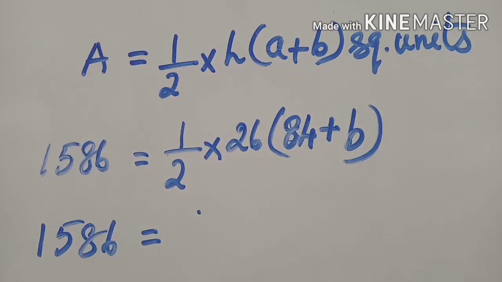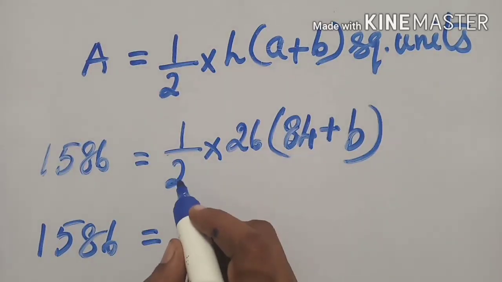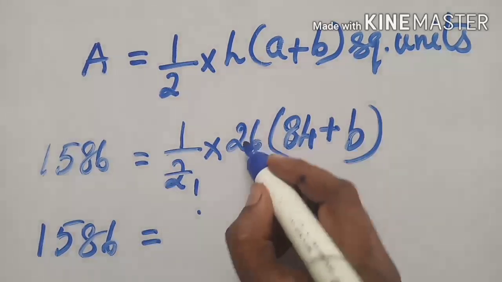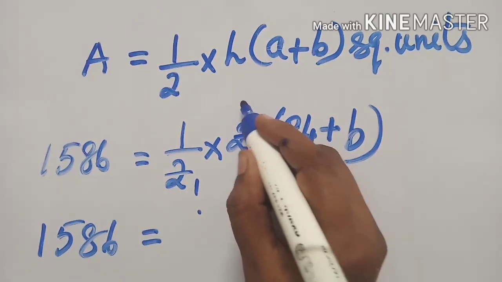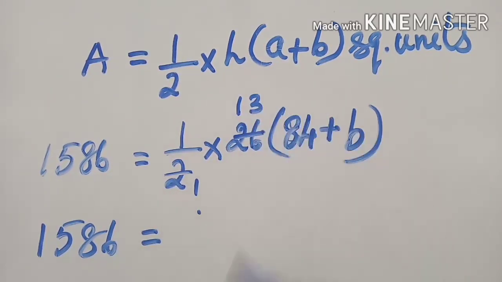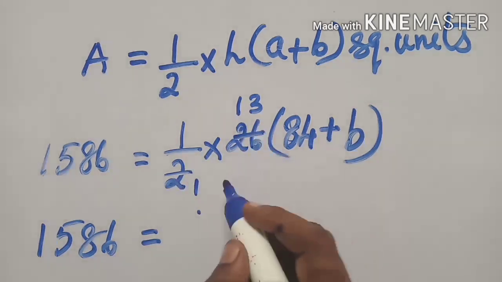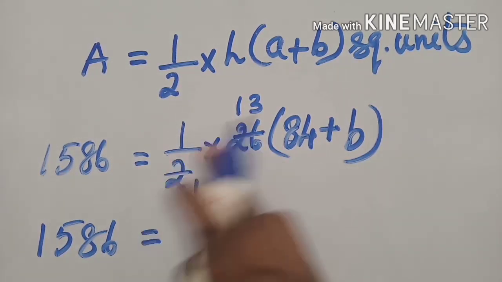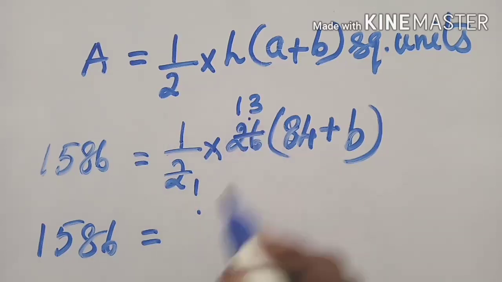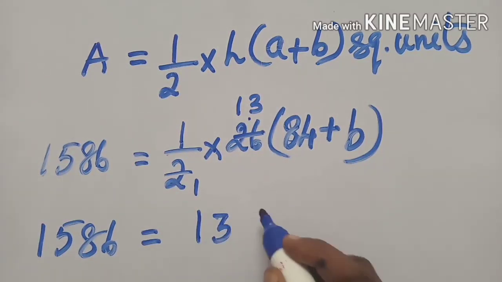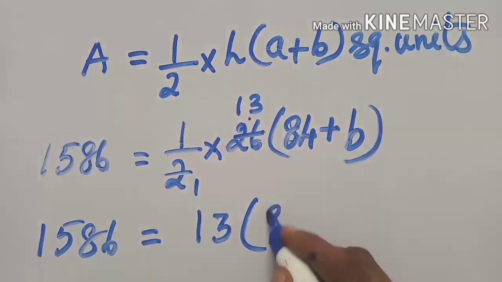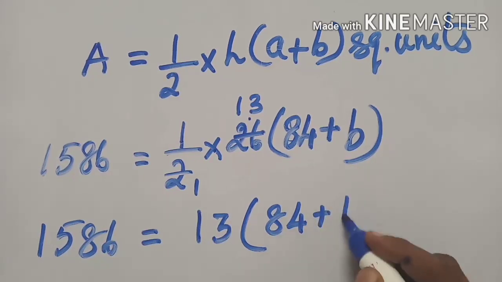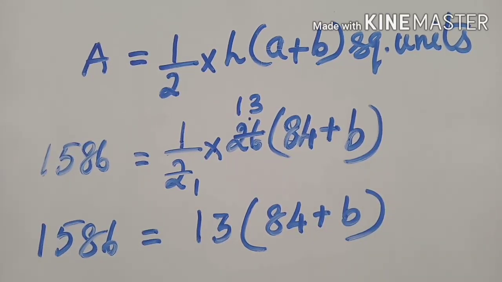Yes. Now, do the cancellation. 1 2 is 2. How many 2's will make 26? 13. 13 2's are 26, isn't it? Right. You can write like this. Then write this number alone: 1 into 13, 13 into inside the bracket 84 plus B. Let's move on to the next step.